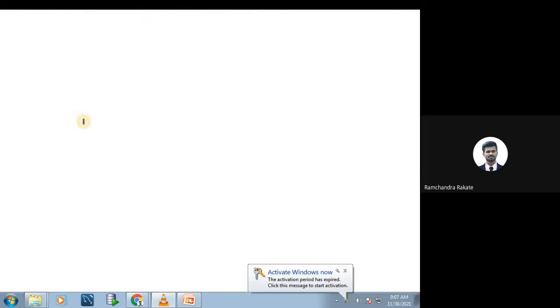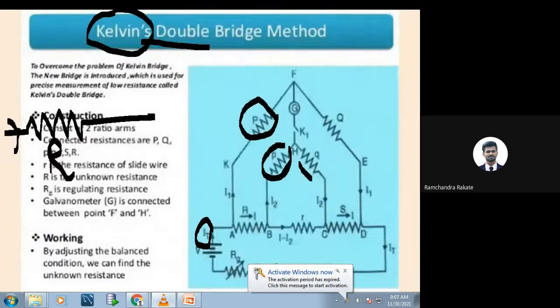So these are some features and demerits of Kelvin double bridge. Basically it is used to measure an unknown value of resistance. So this is all about the Kelvin double bridge experiment, theoretical part. Now we'll move to the experimental setup.